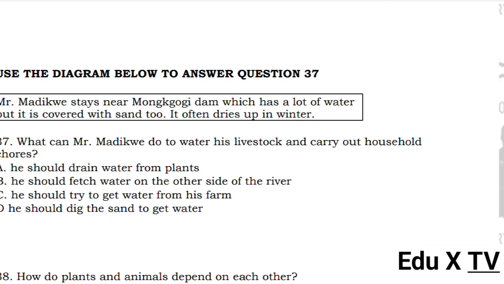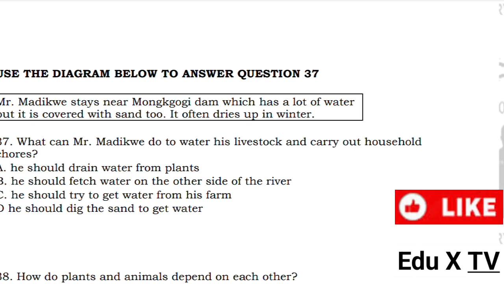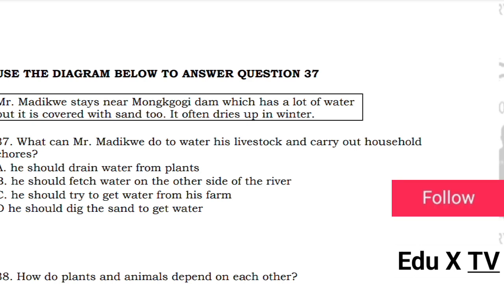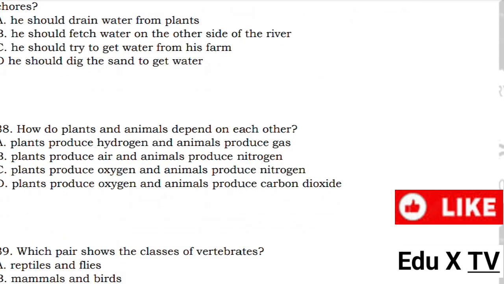Use the diagram below to answer question 37. Mr. Madikwe stays near Munkori Dam, which has a lot of water, but it is covered with sand too. It often dries up in winter. Number 37. What can Mr. Madikwe do to water his livestock and carry out household chores? The answer is D.